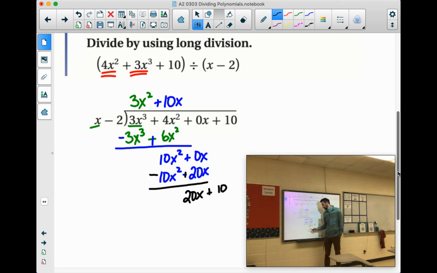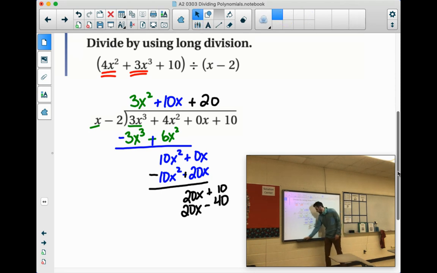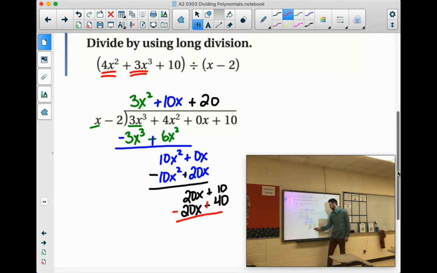How many x's can go into 20x? 20. So we'll put plus 20. 20 times x is 20x. 20 times negative 2 is negative 40. So we go through, we make it all the opposite. 20x minus 20x is 0. 10 plus 40 is 50. So this is our leftover because we can't bring down anything else.